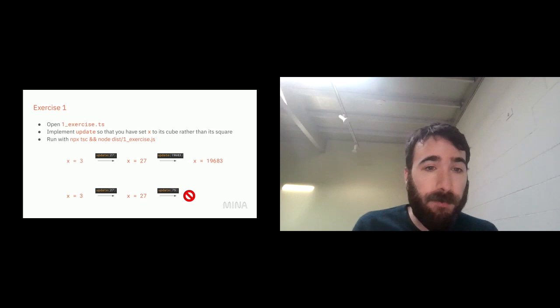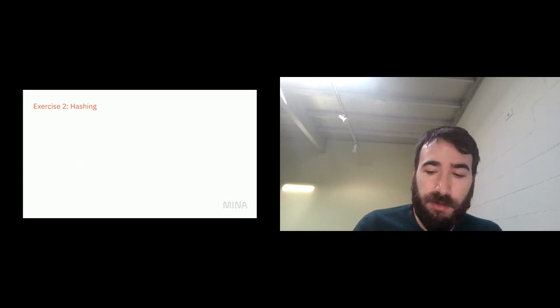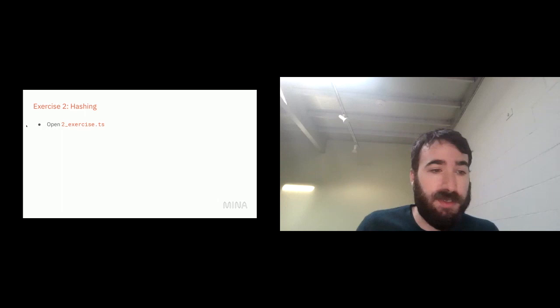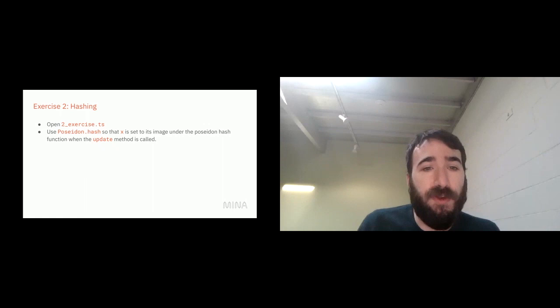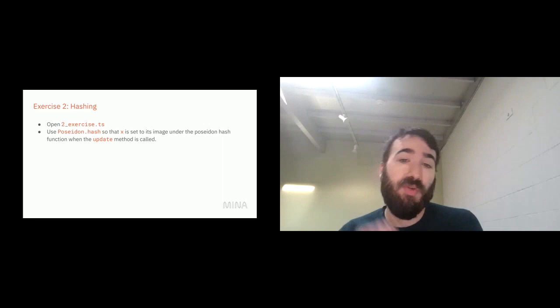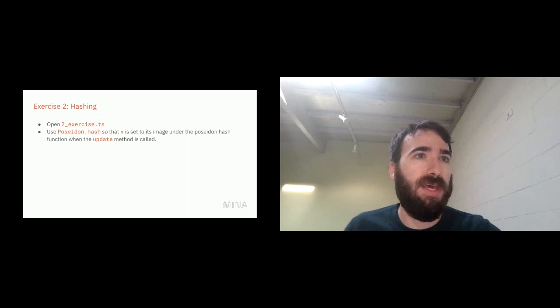Going to move on here. Our next exercise is going to explore hashing in SnarkyJS just to get a little experience with the API. You can open the file 2_exercise.ts. What you're going to do there is use the function Poseidon.hash, which is provided by SnarkyJS, so that x, instead of being set to its cube, is set to its image under the Poseidon hash function. So that is a pretty similar exercise.